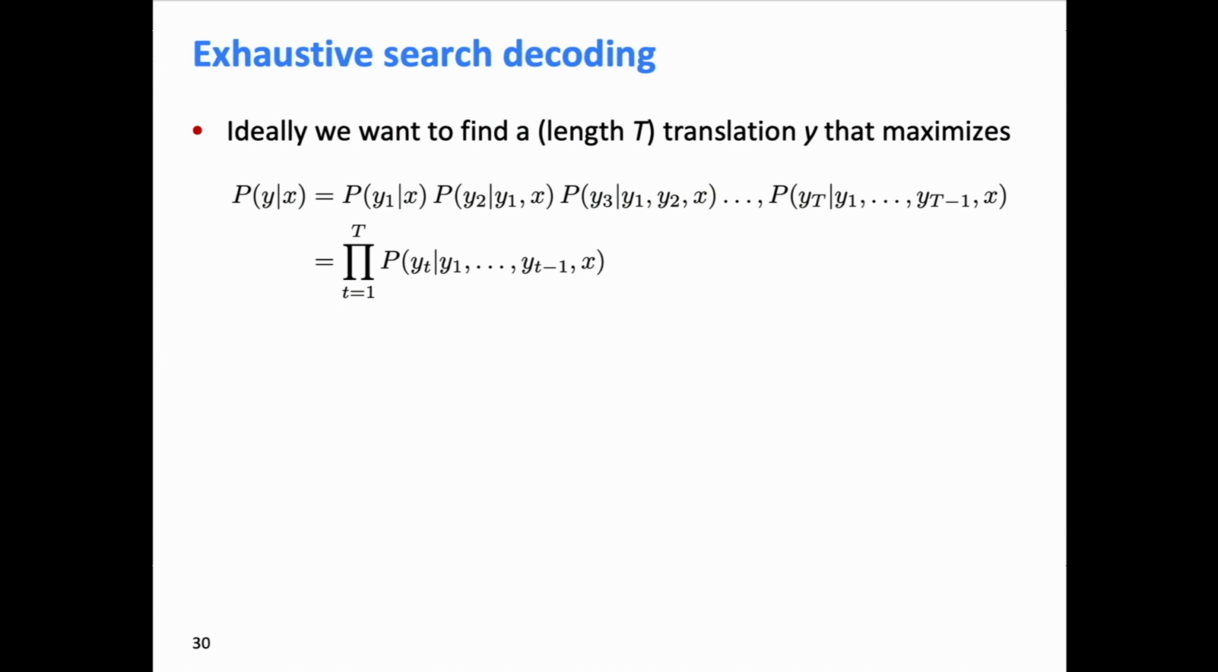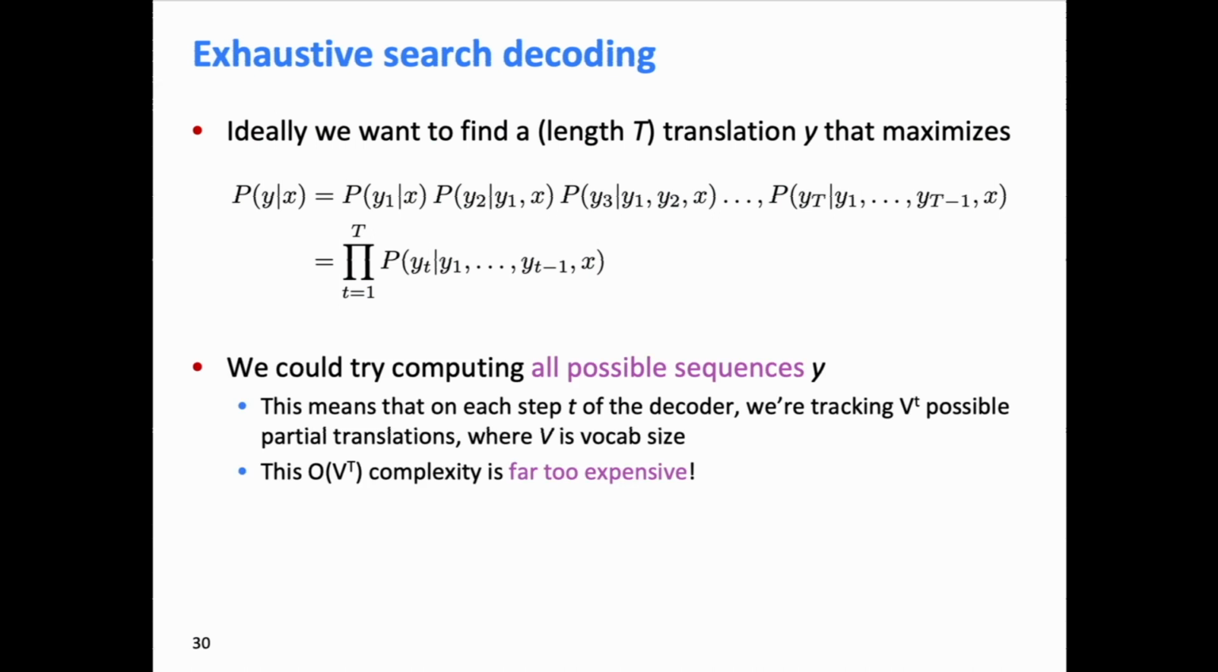If you did want to do exhaustive search and search through the space of all possible French translations, then you would be, again, trying to consider which Y maximizes this product of all of these individual probability distributions. As before, on each step t of the decoder, you're going to have to track V to the power of t possible partial translations, where V is your vocabulary size. When I say partial translation, I just mean something like half of a sentence so far. So of course, this exponential in V complexity is just far too expensive.